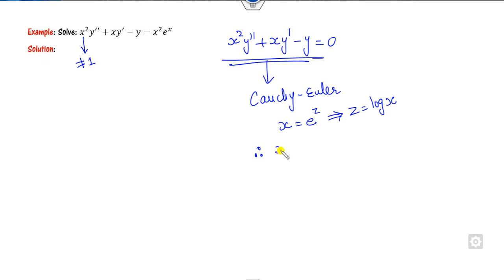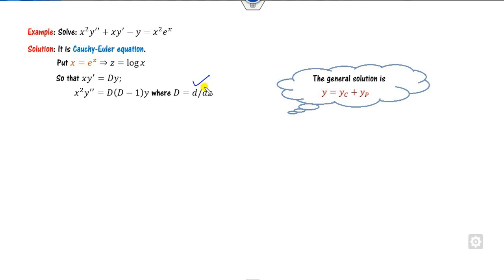Therefore you can take the substitution x y dash and x square y double dash. What is x y dash? It is nothing but my dy, and this is my here. What is d? It is the derivative with respect to z. So this is the Cauchy-Euler substitution that you can use to solve it. I can substitute here. The value of this is d of d minus 1 y, plus the substitution of this is dy minus y. I can take x equal to e raised to power z here.